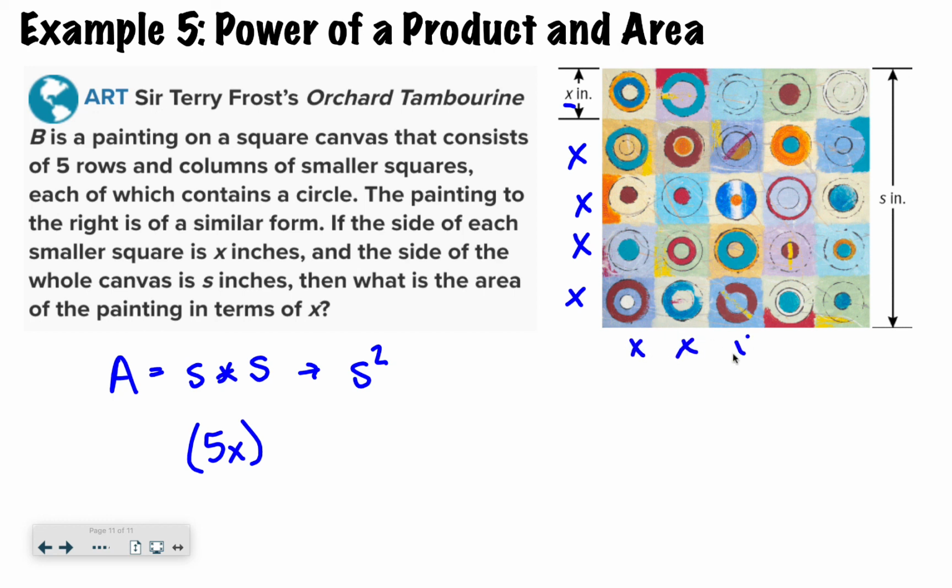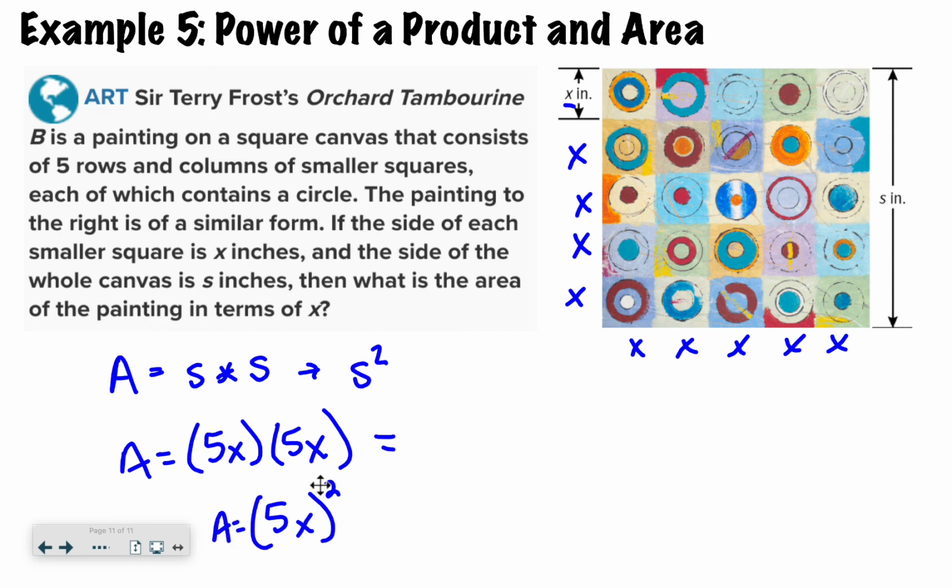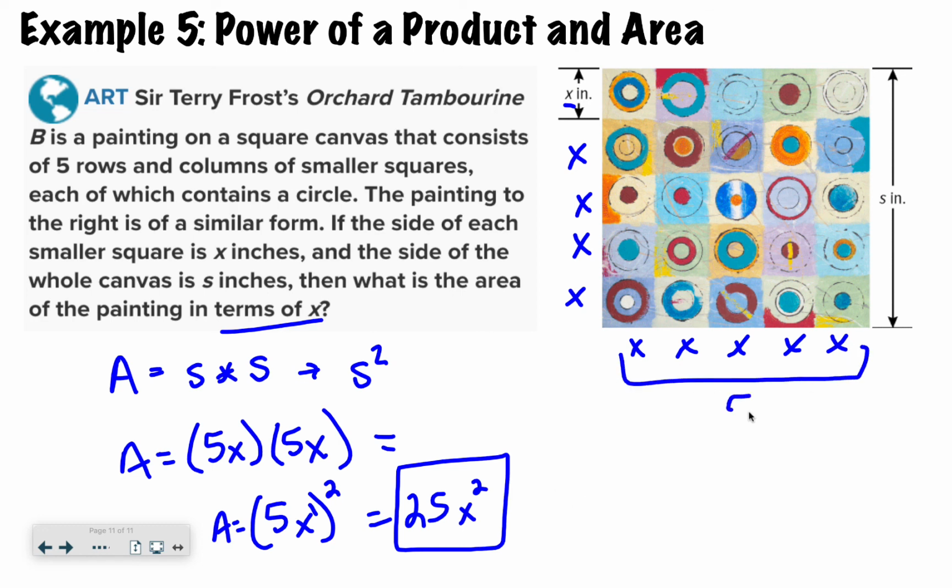And 1, 2, 3, 4, 5. So it's, again, 5x because it's a square. And we're going to multiply those together. Or you could just say 5x squared. And then 5 squared is 25. And then x, 1 times 2 is 2. So the area in terms of x would just be 25x squared. And hopefully you understand that this is just the side length, and this is just the side length. It's 5x. Okay, that's all it is. And then I'm simplifying it.